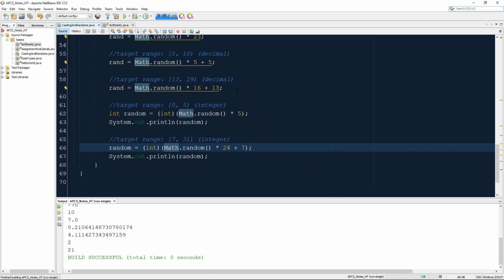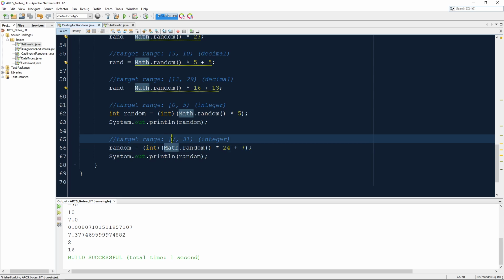We run it. We can try it a few times. I got 21. I got 11. I got 20. 28. 16, and so on. So we can run this a bunch of times, and the idea is that we will never see anything below 7. We will see 7. We will not see 31. We'll see 30 maybe, but not 31.